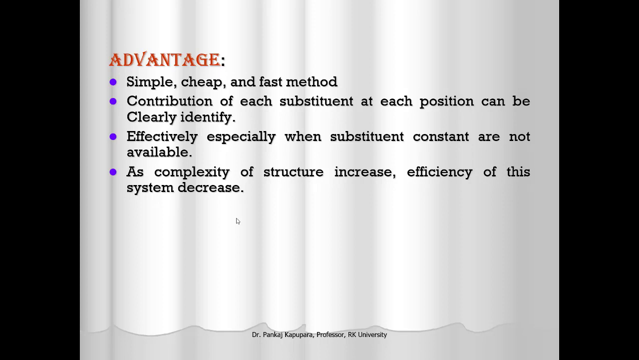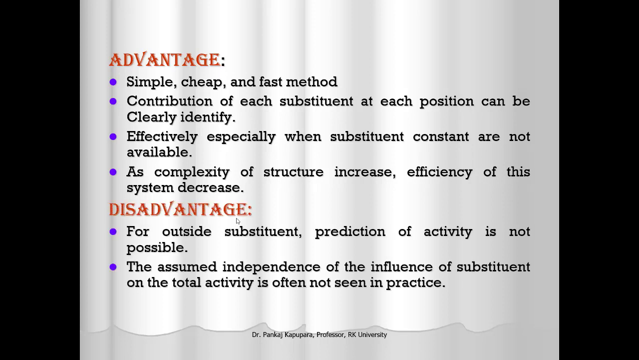Advantages: that is a very simple and fast method. The contribution of each substituent at each position can be clearly identified, especially when substituent constants are not available. But as the complexity of the structure increases, the efficiency of the system decreases. For outside substituents, prediction of activity is not possible. That is the major disadvantage of this method.